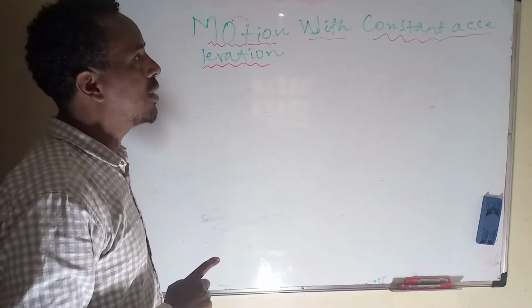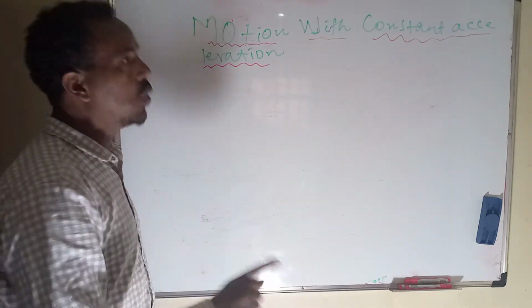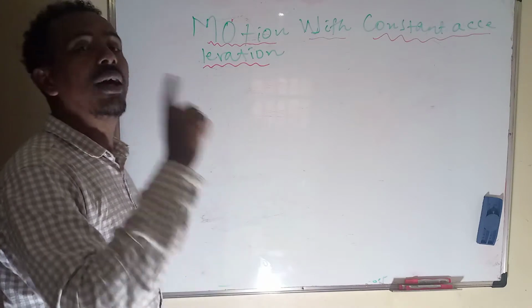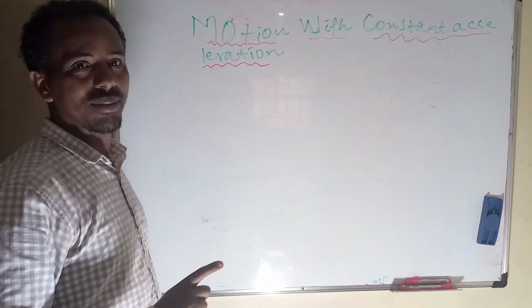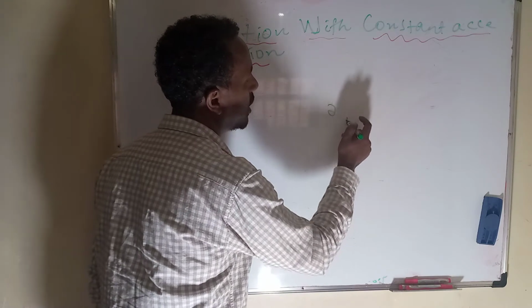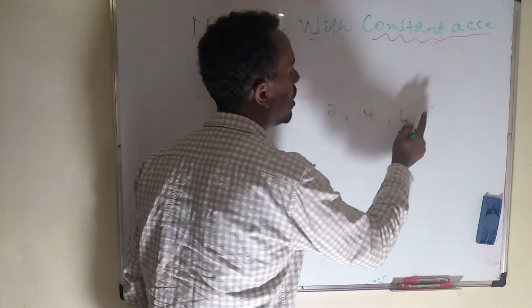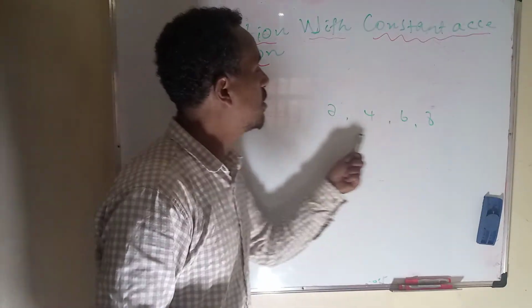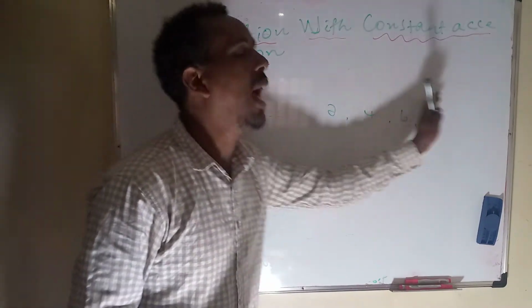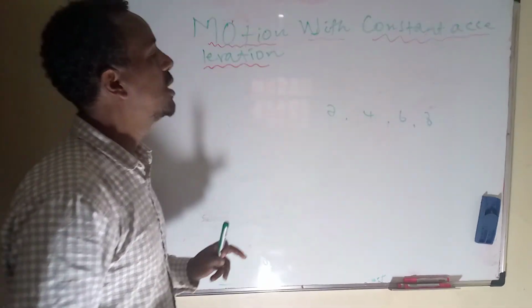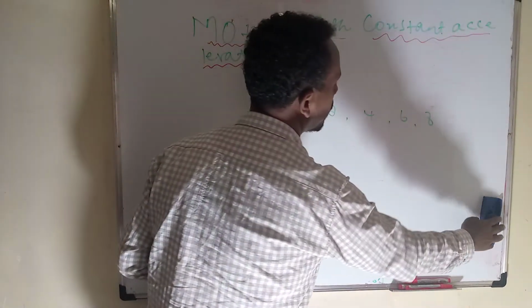Acceleration is constant when velocity is changed at the same rate. For example, velocity 2 meter per second, 4 meter per second, 6 meter per second, 8 meter per second. The value of velocity is increasing at the same rate. At this time, acceleration is constant with the same value of time.